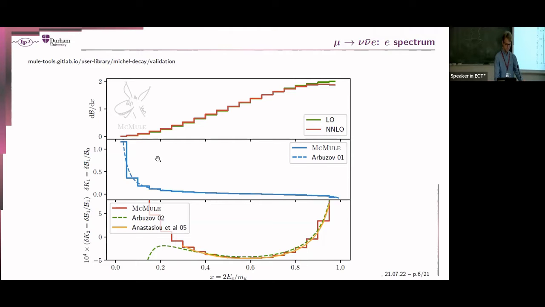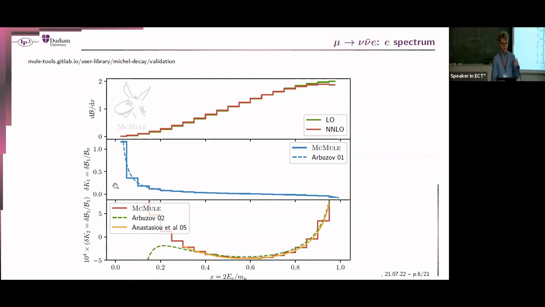In this panel, I show what's called the K factor. The K factor is NNLO in this case over leading order. And there's an analytic calculation of that from Andrei Arbuzov from 2001. And you can see that perfectly. Because we have a Monte Carlo, we have to histogram things. He did an analytic calculation, but you can see it. I don't have to convince you that this shows agreement.